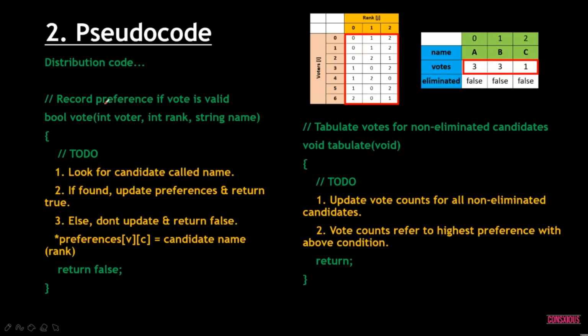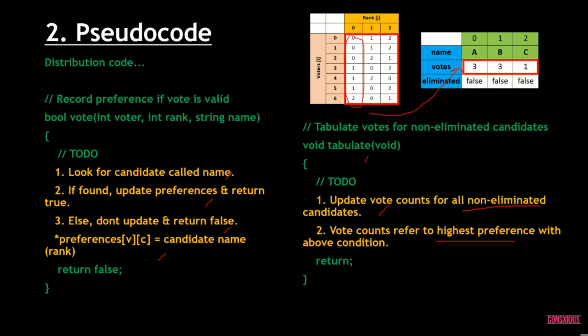Okay, so we go to the pseudocode. First, we go through the Boolean vote. Find the name, how they prefer it. If not, don't update, false. Preference is actually related to the ranking, candidate name and rank. Okay, so go to tabulate. As I said, tabulate is just to take the first rank and put it here. So update the vote count for non-eliminated candidates, for the highest preference.